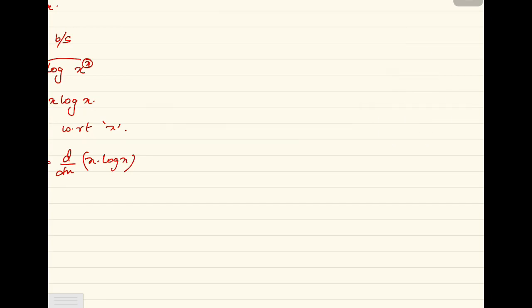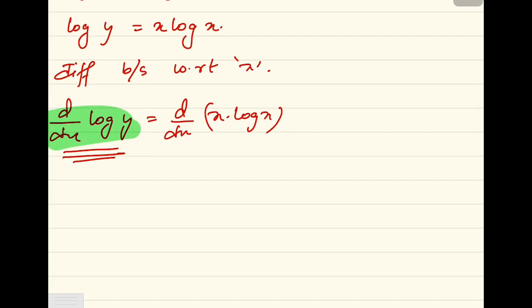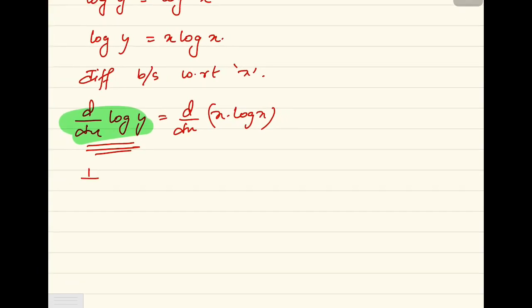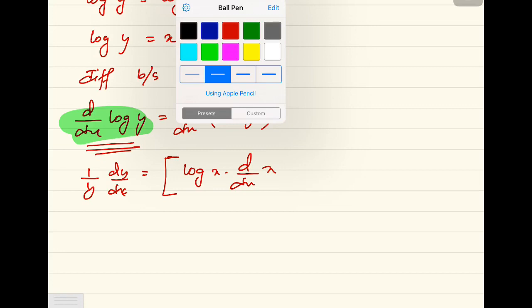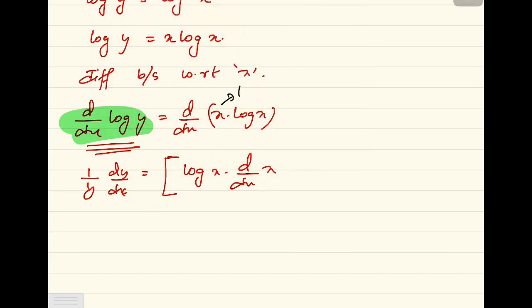Okay, so now once you have understood that, let's come here. So what is d/dx of log y? It will be 1 by y followed by dy by dx, correct? Okay, that gives me here. Now here I have to apply the product rule. Second is log x into d/dx of first, that's x, because I see this is the first function and this is the second one, isn't it? Plus first, that's x, into d/dx of log x, correct, everyone?